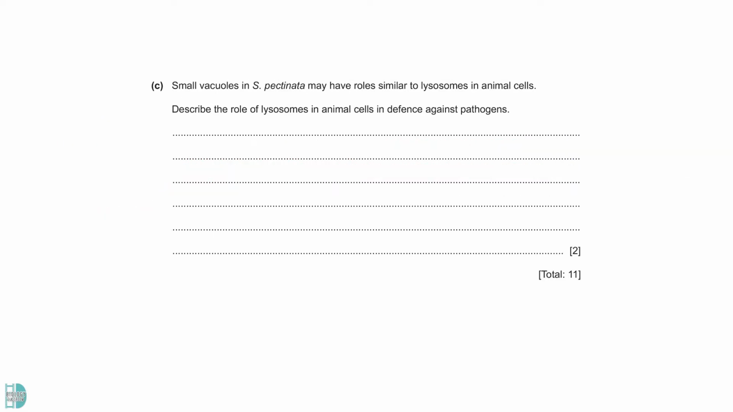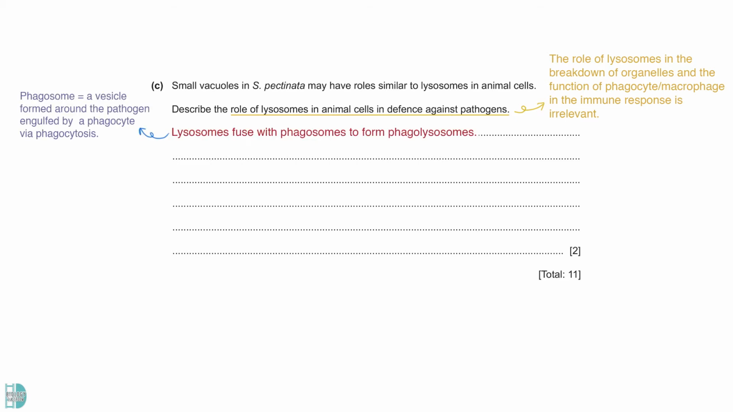C. Describe the role of lysosomes in animal cells in defense against pathogens. Notice that the question is about defense against pathogens. Answers related to the digestion of all organelles and the function of phagocytes in the immune response is irrelevant. After the pathogen is engulfed by the cell, lysosomes fuse with phagosomes to form phagolysosomes. This leads to the breakdown or digestion of the pathogen.